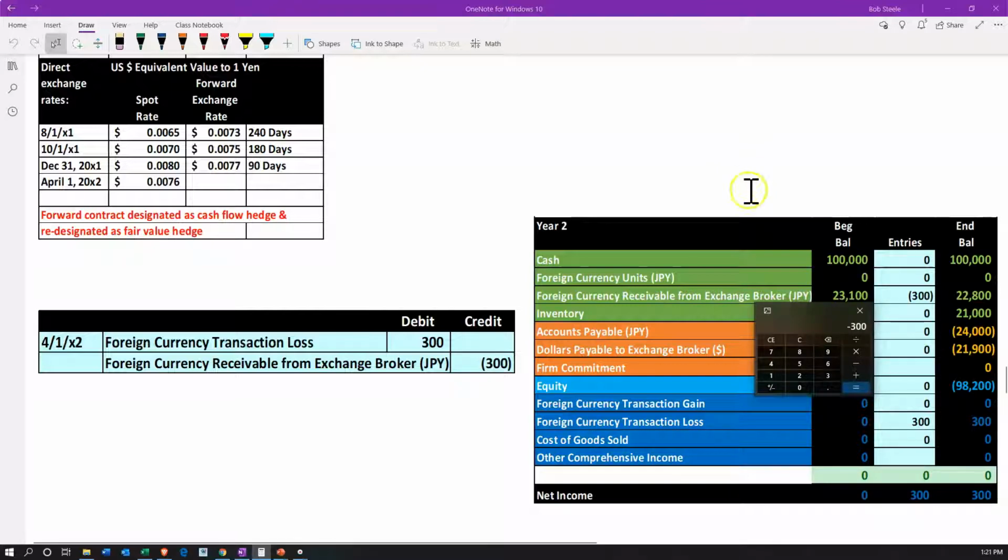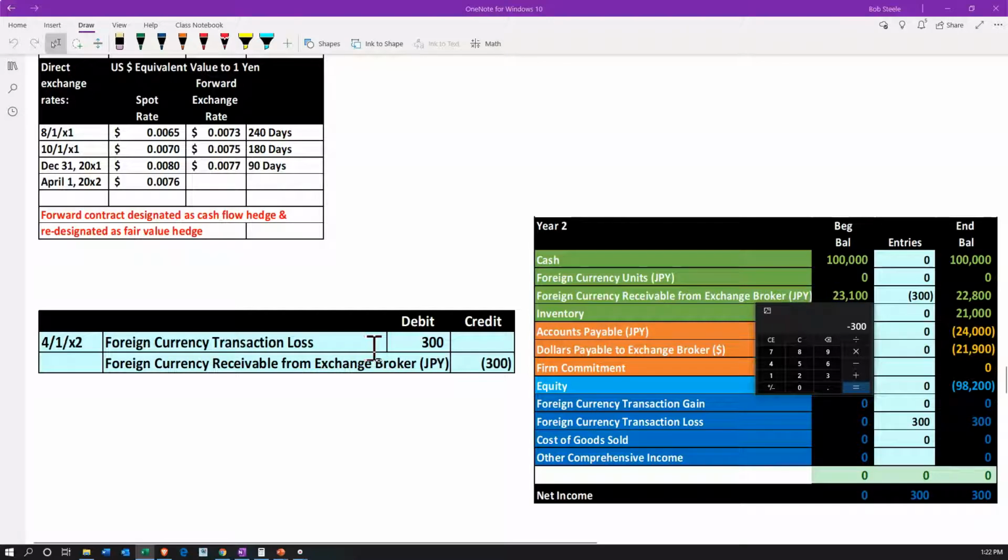That $300 is going to be a loss. Why is it a loss? Because last time we were using this rate, and 1 yen was worth $0.0077, and now 1 yen is worth $0.0076. The yen has gotten weaker. And this is a receivable, so we're going to get paid in yen, which is now worth less than it was before. So that's not good for us because we're going to get paid in something that's worth less now. So that's going to be a loss.